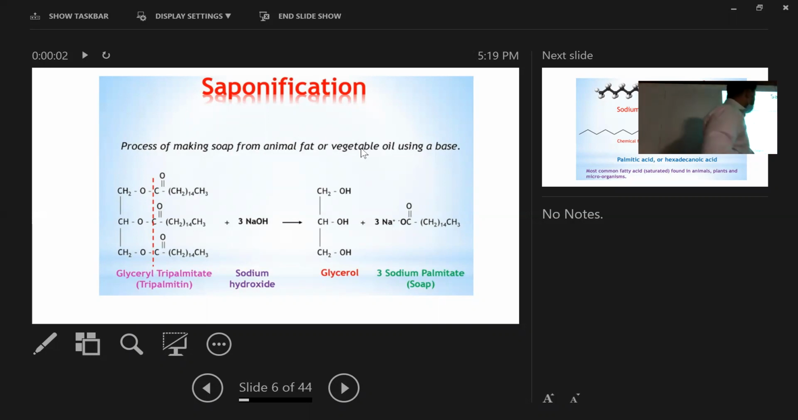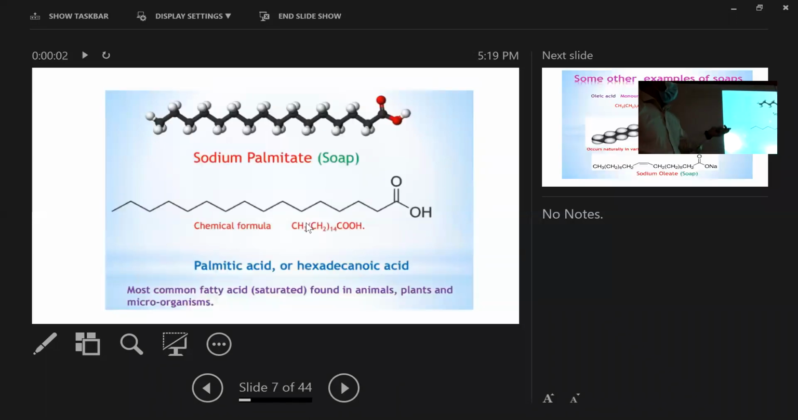So just CH2 14 CH3. As I have written in the previous way, CH2 17, you can write down. So that is the specific compound. When it reacts with sodium hydroxide, it can form the glycerol in addition to the soap, sodium palmitate, or that is soap. Sodium palmitate, that is the structure.